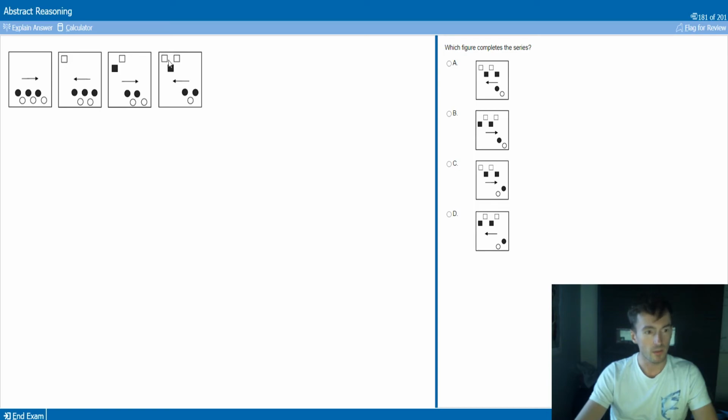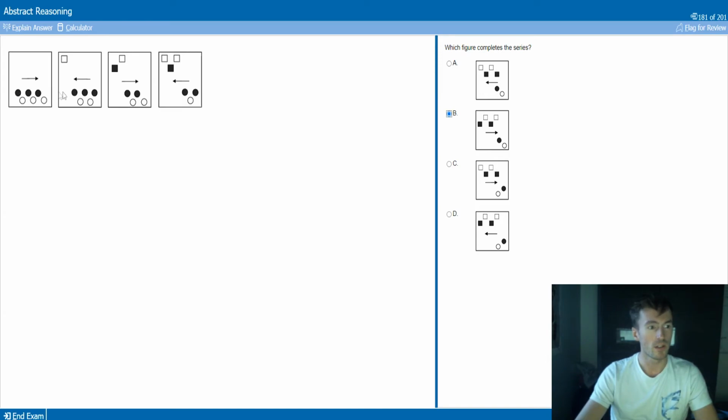So the next square is going to be a black one, and it's going to take the place of the original one here. So I think it's B. But we can look at the other parts of this question too.